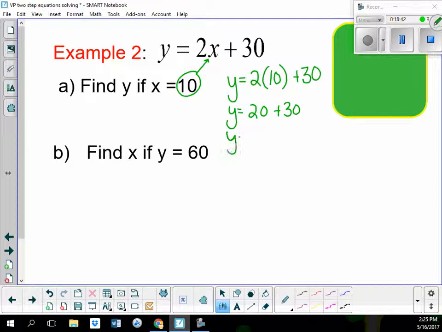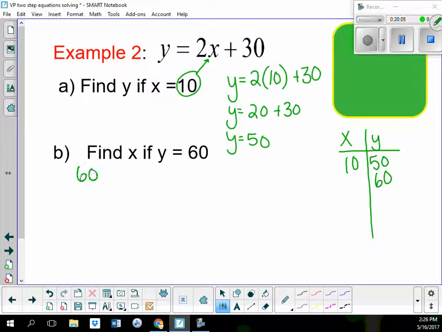So if we are setting up our table, when X is 10, Y is 50. Now we want to figure out when Y is 60, what is X? So let me set this up. Instead of writing y, I'm going to write 60 equals 2x plus 30.